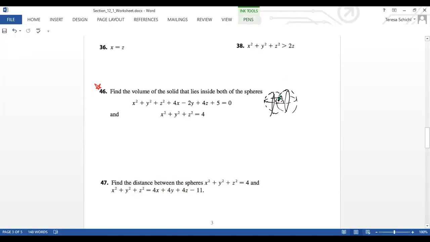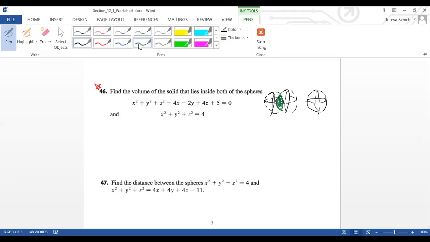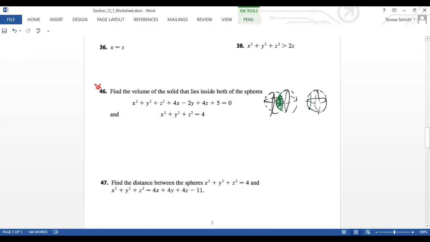Then they intersect here, and in here you have a volume. So they want to find the solid inside both spheres. If you look at one sphere, when they intersect, you want to find the cap of it. So that's the volume of that.